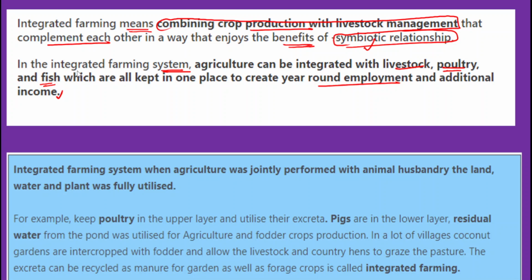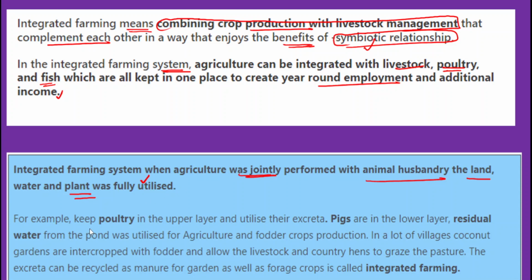Now, when integrated farming system, when agriculture was jointly performed with animal husbandry, land, water, plant was fully utilized. So not just are we fully utilizing the resources, but we are using those resources in an efficient manner, in line with the sustainability principles.